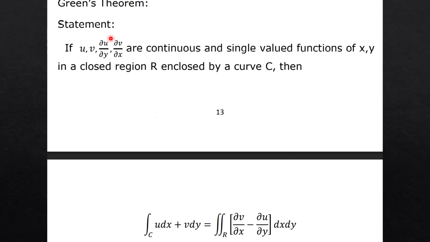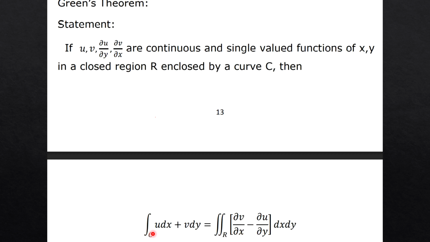See here. Let me read the statement first. Green's theorem statement: if u, v, dou u by dou y and dou v by dou x are continuous and single valued functions of x, y in a closed region R enclosed by a curve C, then the theorem is defined as follows. So this is a very important equation.